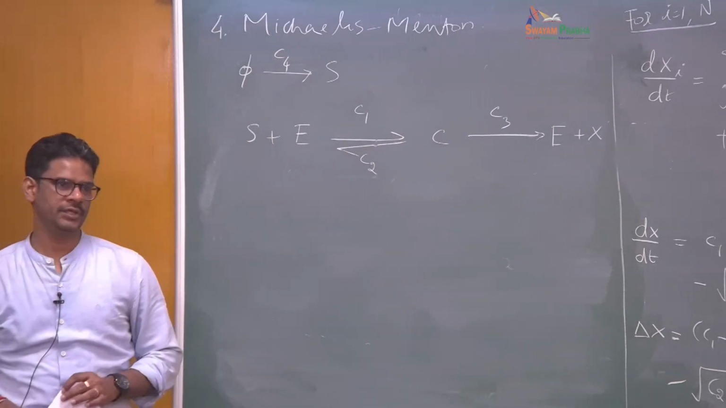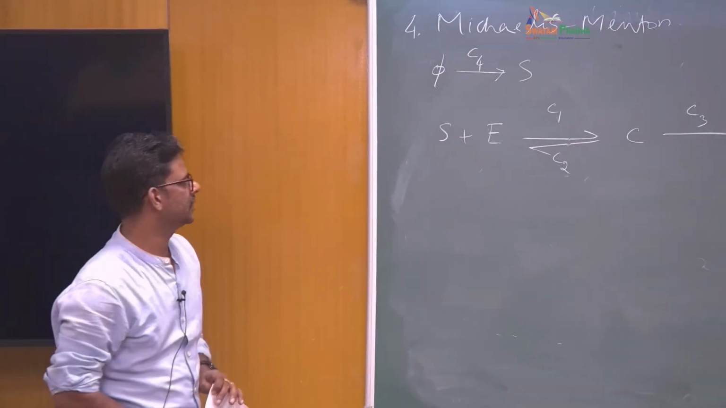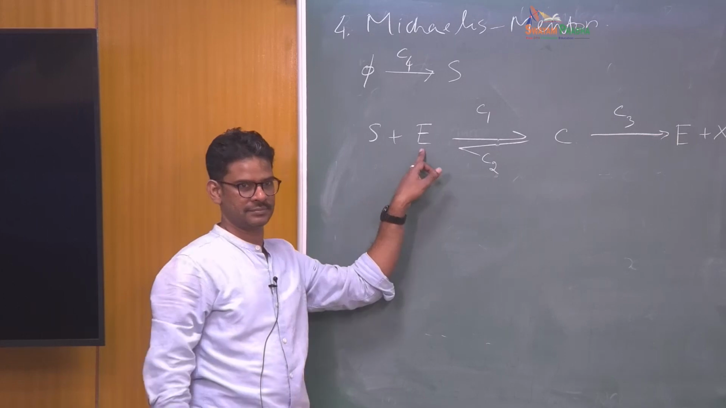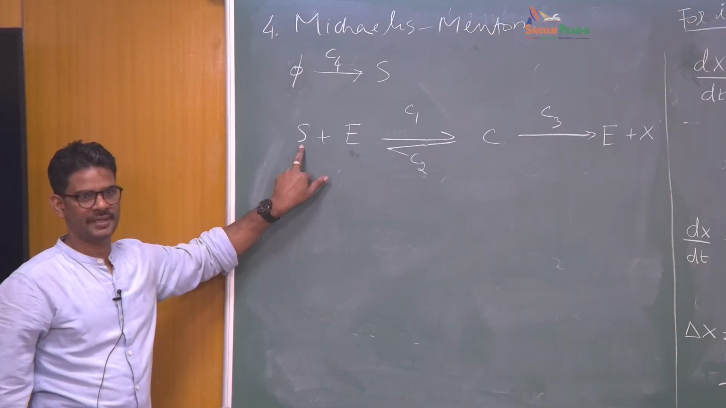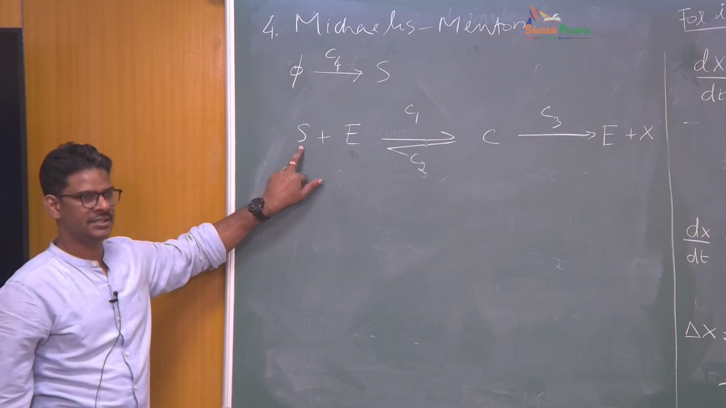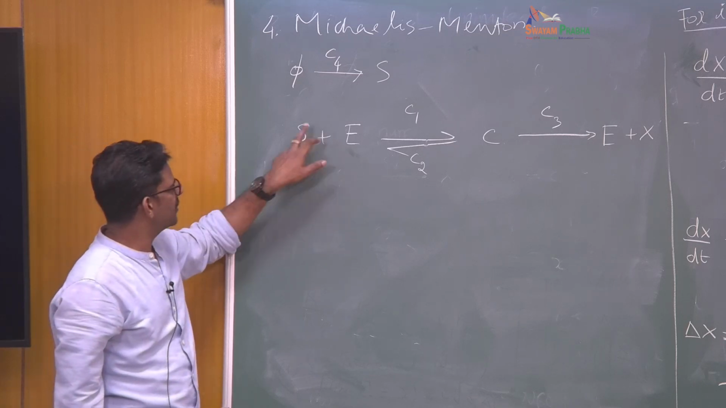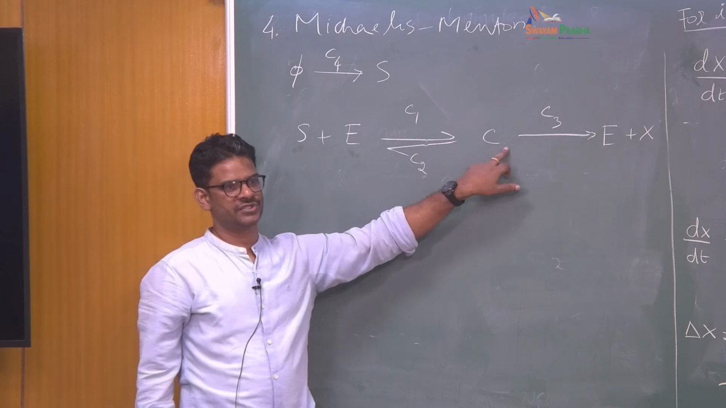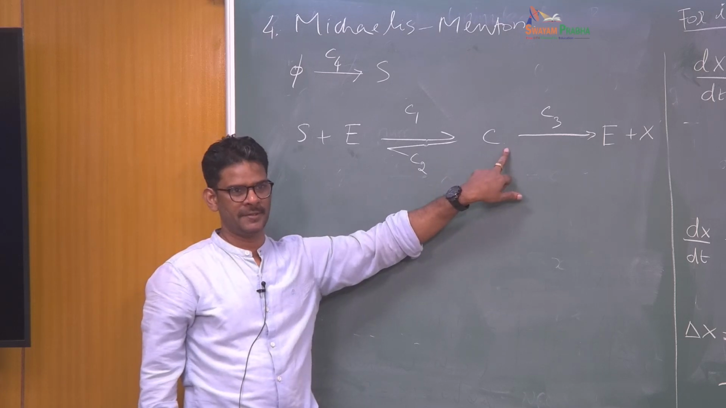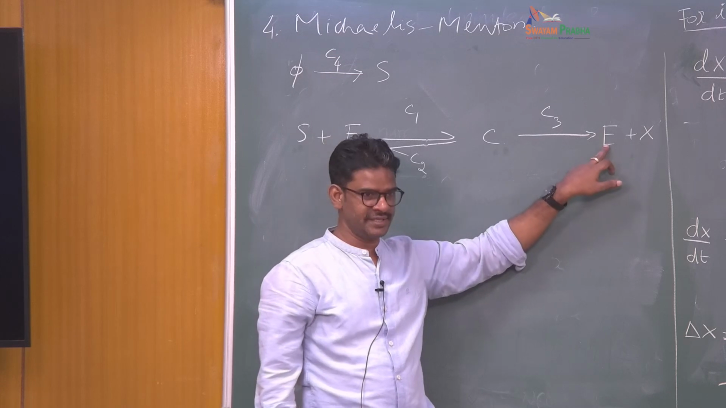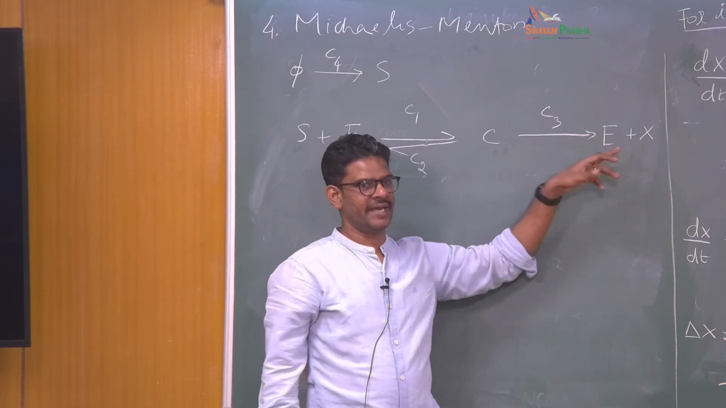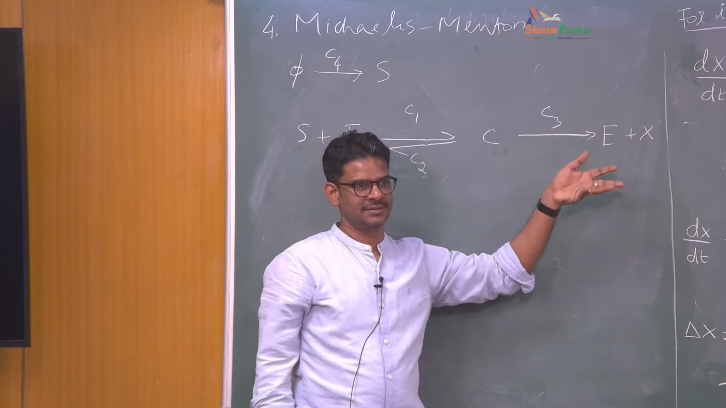So the way to think about this set of reactions is that you have some sort of an enzyme. This enzyme reacts with the reactant or a substrate. The way it happens is, first the enzyme combines with the substrate and forms a complex, and this complex further decomposes into the enzyme plus some product. So the enzyme here acts as a catalyst.